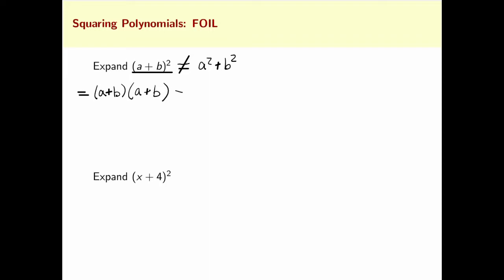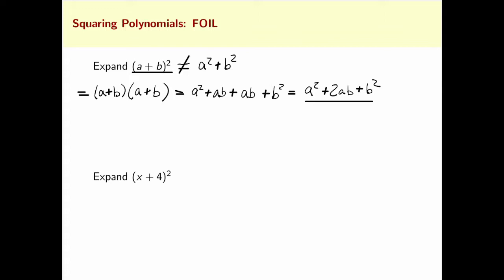And once I write it that way, you all are FOIL experts by now. So I look at the first terms, a squared, the outer term plus a times b, the inner terms plus a times b, and then the last terms plus b squared. And this can be simplified as a squared plus 2ab plus b squared. And that is the square of a plus b.